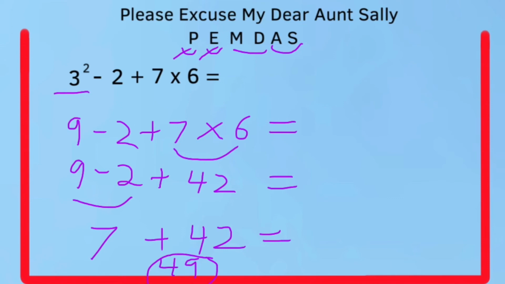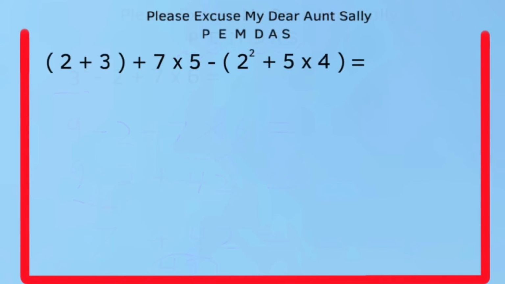All right, let's take a look at this one. We're looking at order of operations, okay? So let's see. The P stands for parentheses. Do I have any parentheses? Yes. I have parentheses here and here. So 2 plus 3 equals 5. Okay? Over here I have 2 squared plus 5 times 4. So 2 squared is 4.